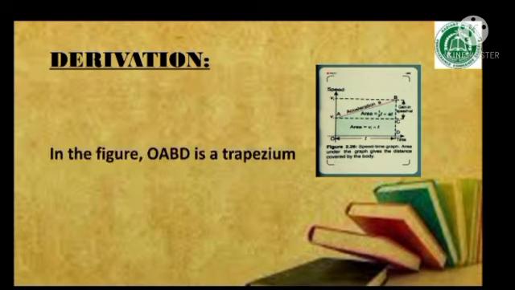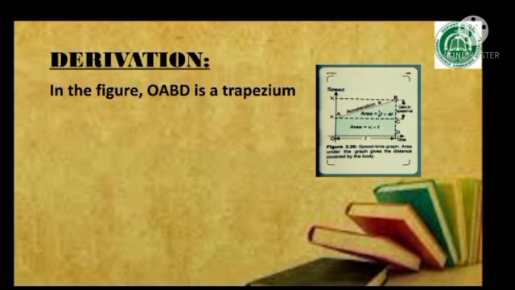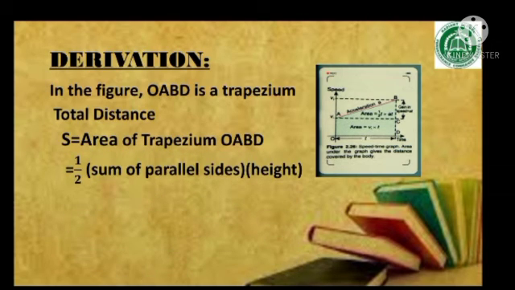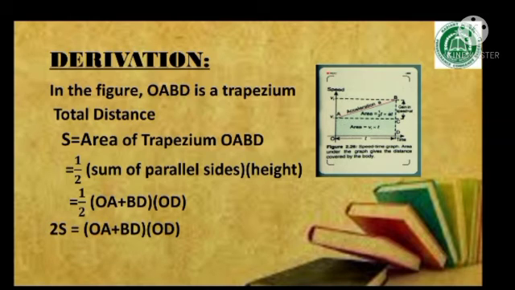This is the derivation portion, children. As I told you earlier, in the figure OABD is a trapezium, and the total distance covered by the body will be equal to the area of the trapezium OABD. By definition, the formula of the area of a trapezium is 1 by 2 the sum of parallel sides into height, where the parallel sides are OA and BD and the height is OD. Put the values, you will get this step. After that, I will take the 2 that is being divided over here to the other side, and this expression will take this form.